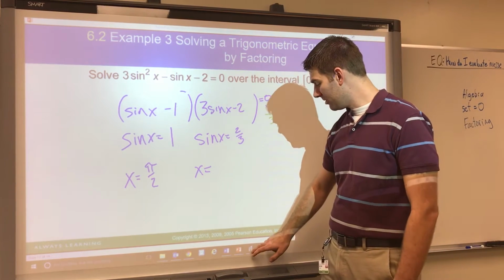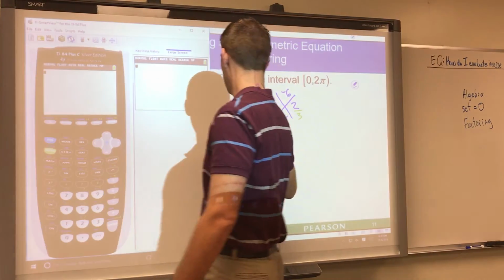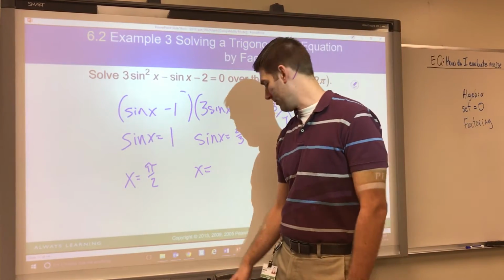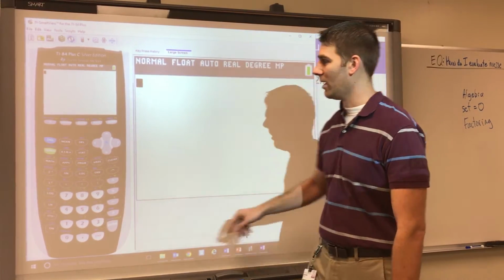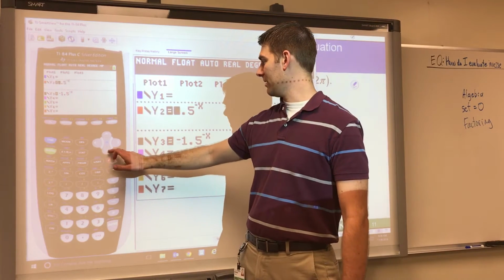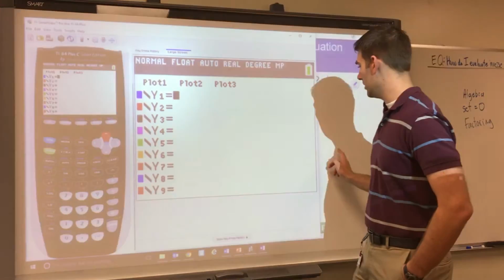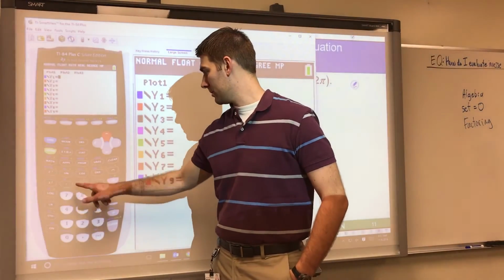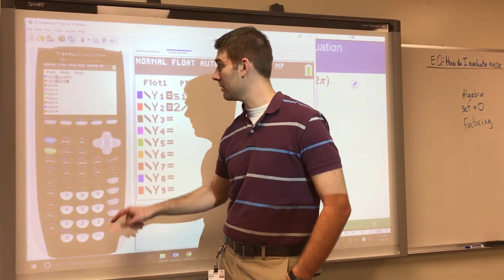The way I'm going to teach you to do that is to open up your calculator and go to y equals. We're actually going to graph this. So if you go, maybe, into y equals, and you clear out anything you've got in there, and in y1, you're going to type in sine x, and then y2, you're going to type in 2/3.